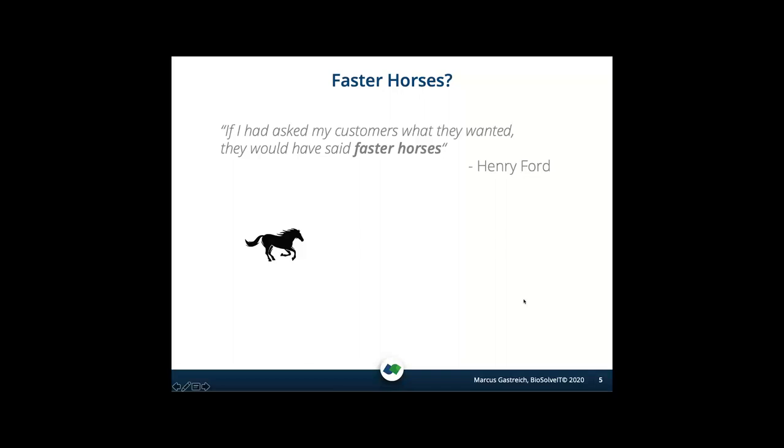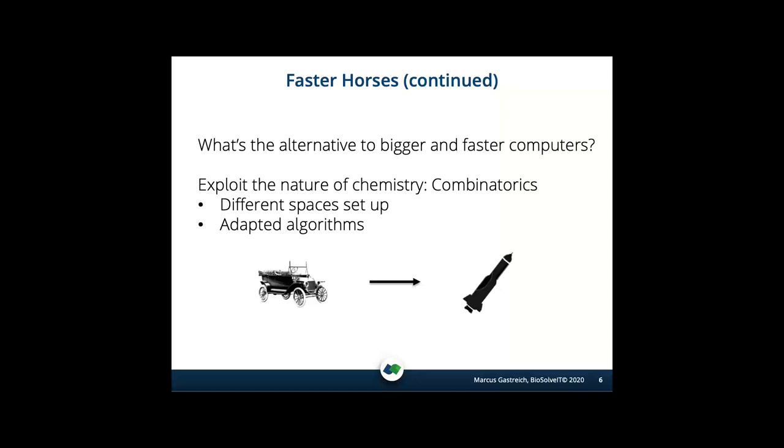So Henry Ford once said, if I had asked my customers what they wanted, they would have said faster horses. And we know what happened in the end. What happened was that the car was invented, and the car did not make the horse superfluous. We are still enjoying horseback riding, and we use horses in various areas, but the cars have taken over for transporting on a daily basis. That said, how can we think about something even faster? So what's the alternative to even bigger cars or faster horses? In other words, what can we do as an alternative for these enormous amounts of computational effort?